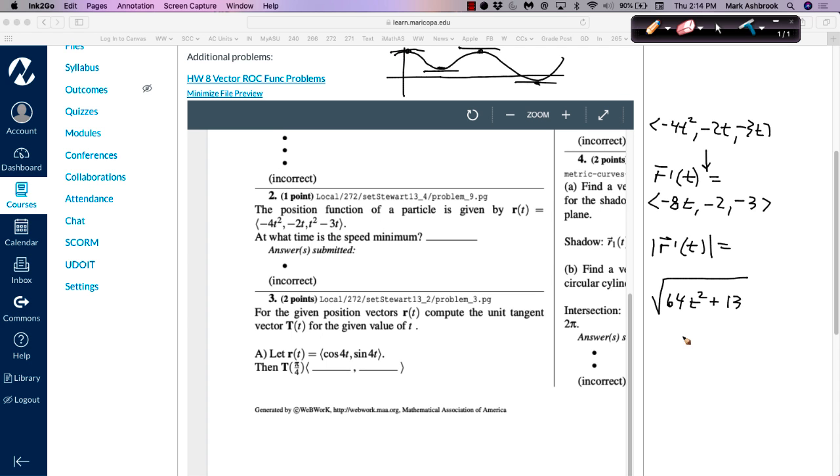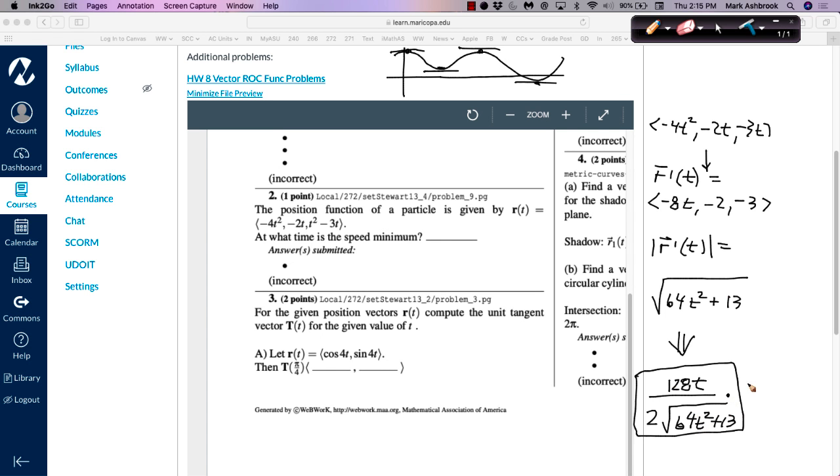So, derivative is? One half, this is chain rule, right? So, derivative of square root is 1 over 2 times that square root, right? Plus 13, and then times by the chain rule, remember? Derivative of the interior. So what's that? 128t. So that is the derivative of the speed function.